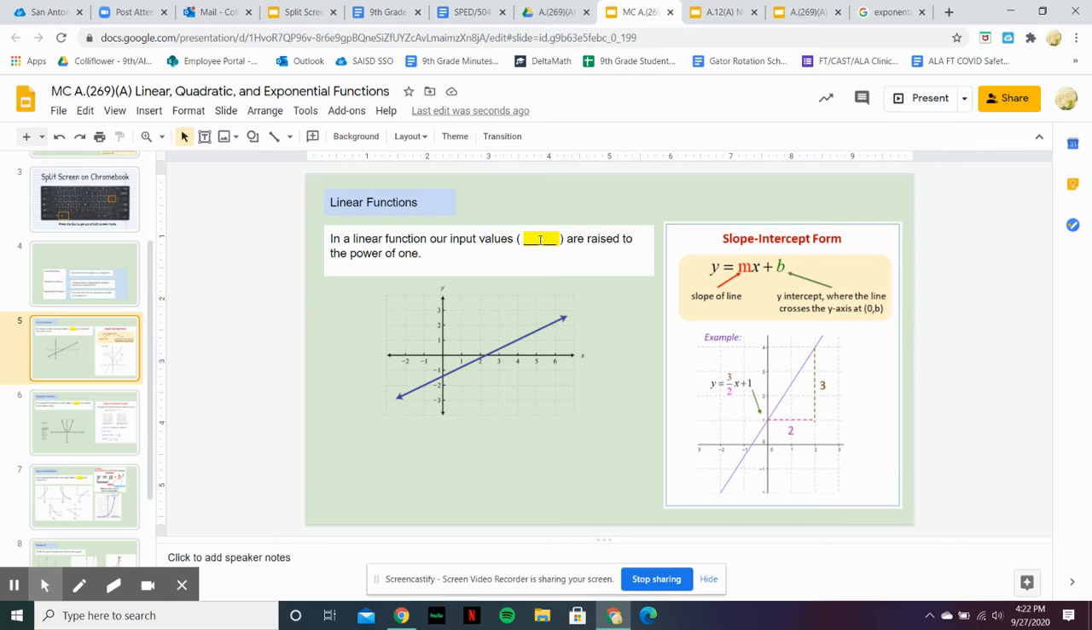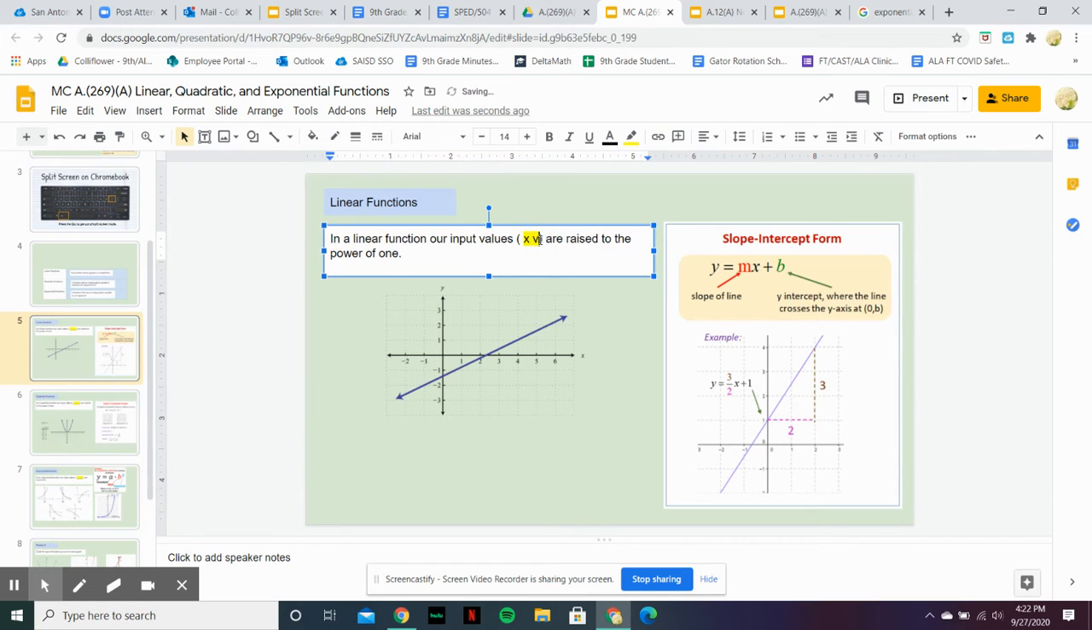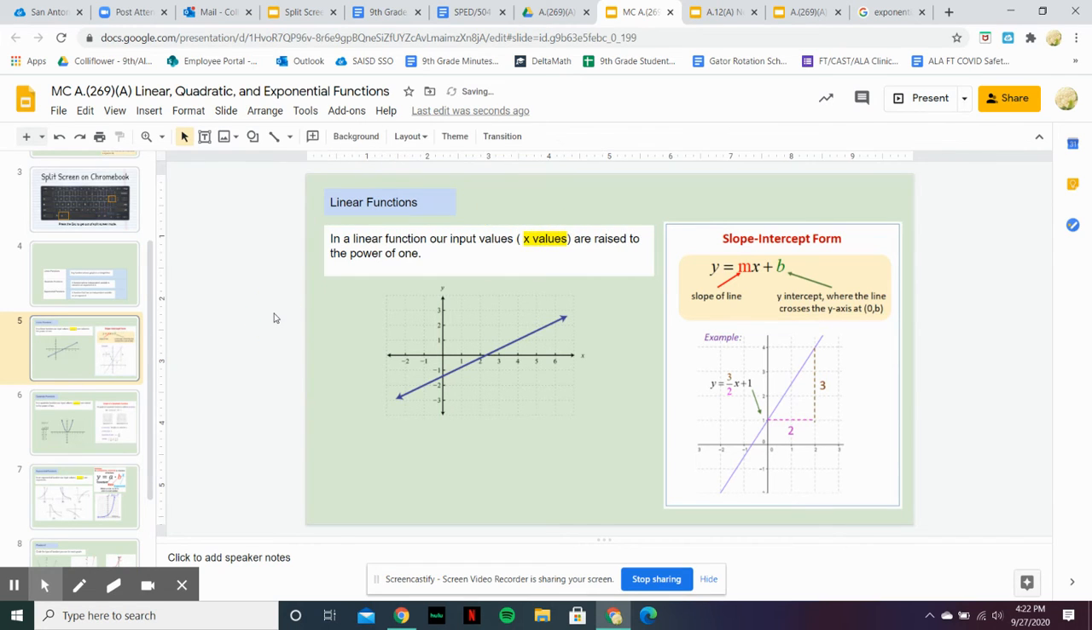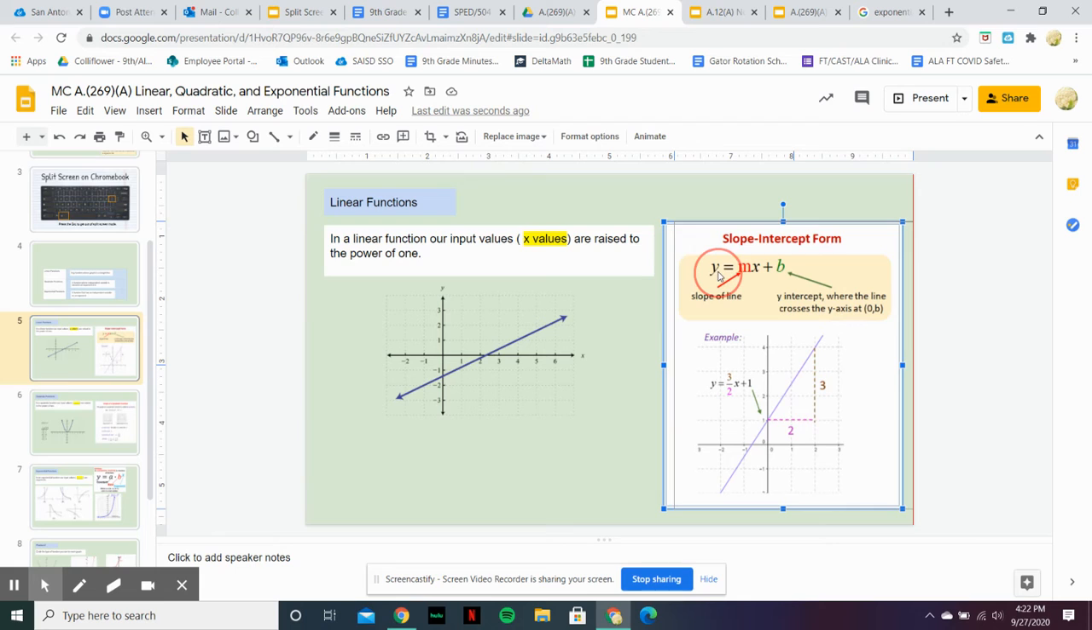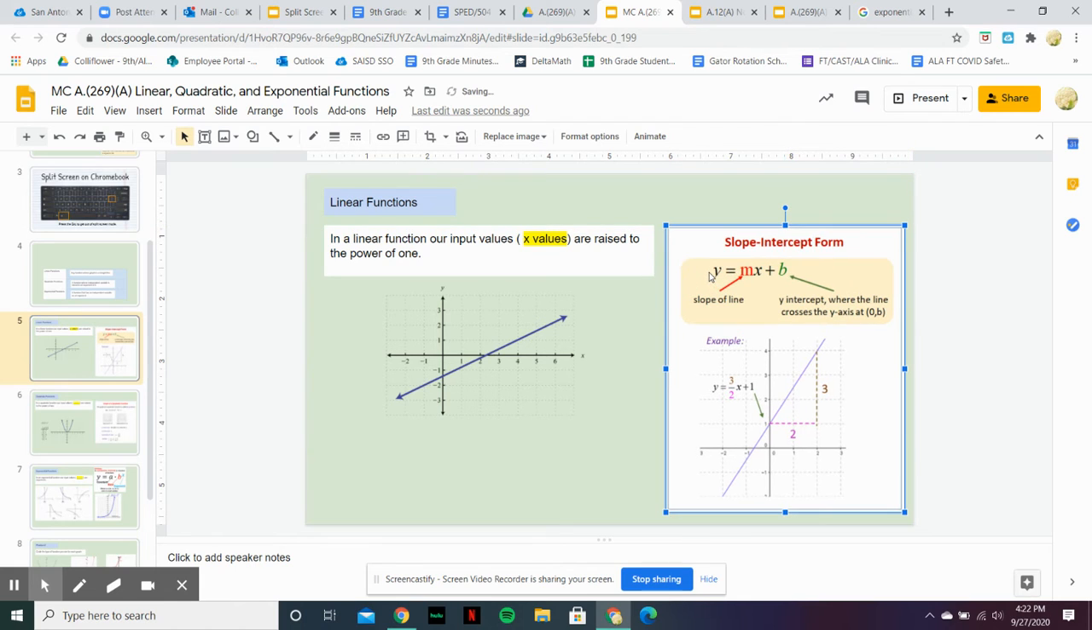So for a linear function, our input values, which are the x values, are raised to a power of 1. And so we have an example here of a linear function and an example here of a linear function. Now, right here is our equation of a linear function, y equals m times x plus b. We know x is our independent variable, our input value, and we see that it is raised to a power of 1.